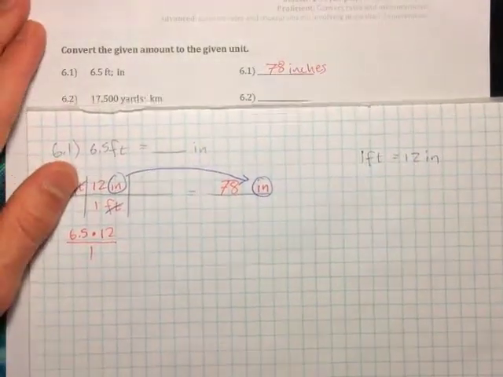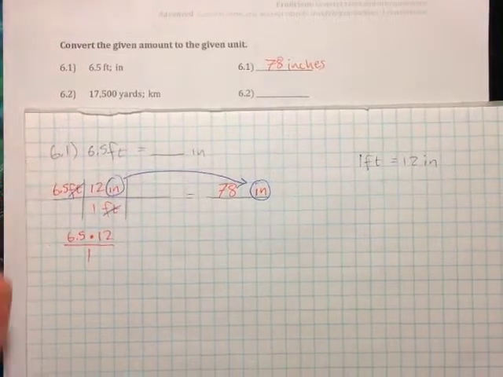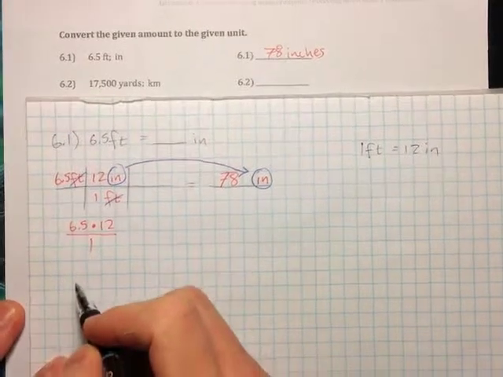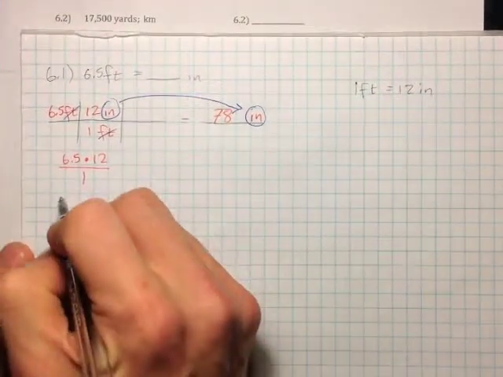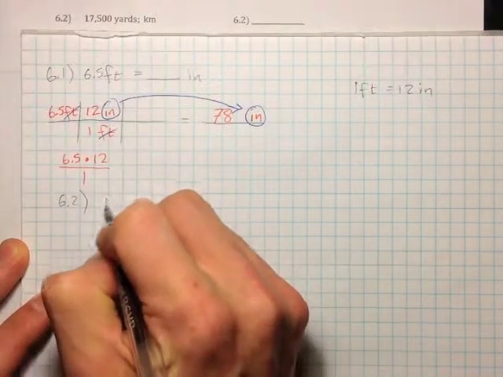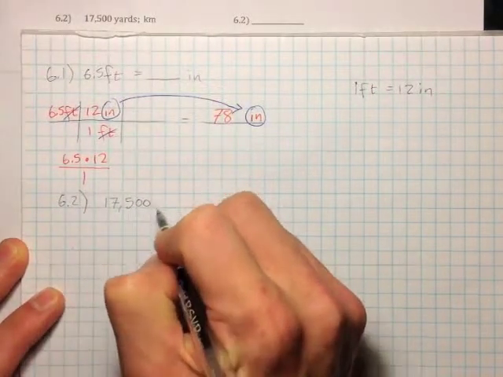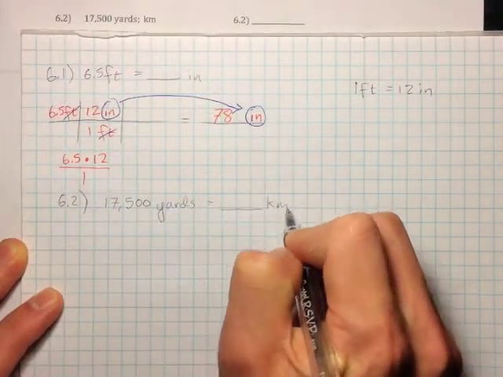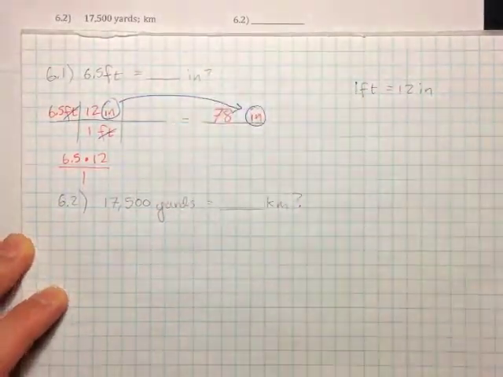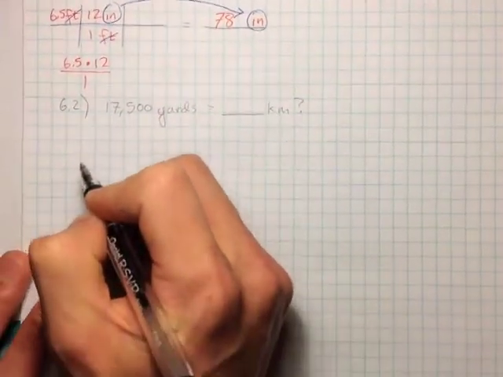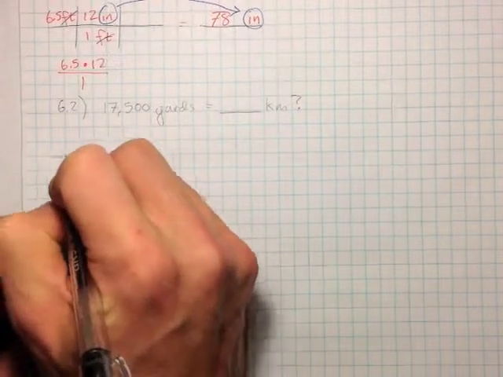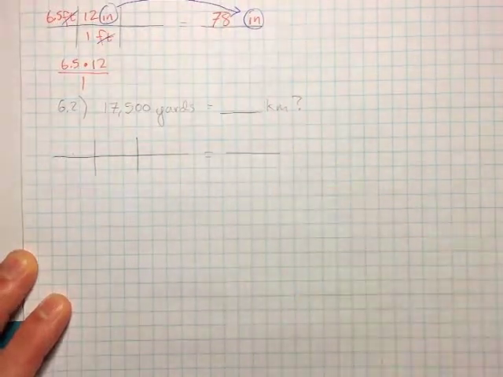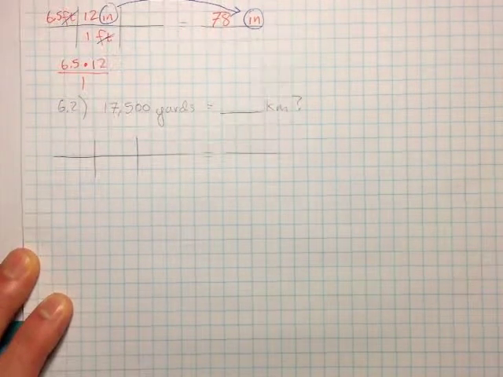Alright, let's take a look at problem 6.2. Let's convert 17,500 yards into kilometers. We are converting 17,500 yards into kilometers. Okay, again, first step, as always, is to draw out our train tracks. We don't know how many train tracks we're going to need. Alright, like that. Just the same as the last one.